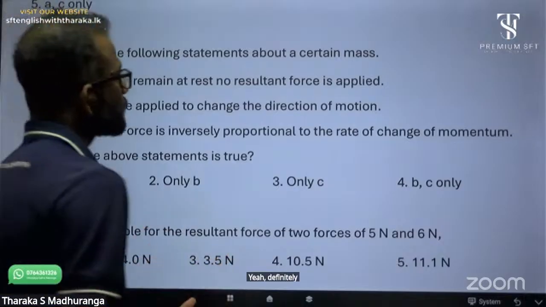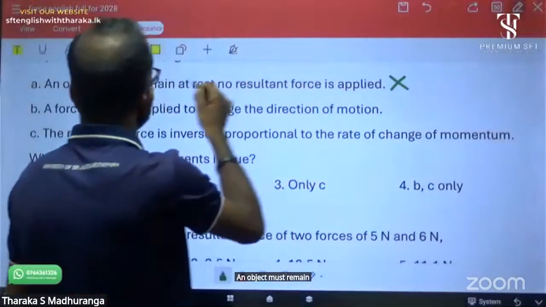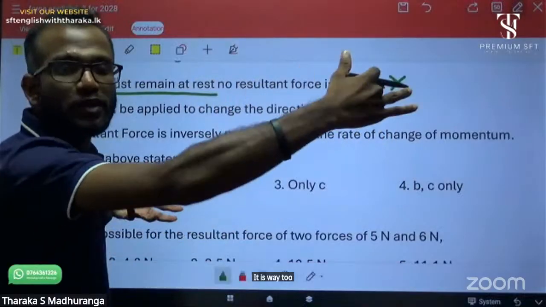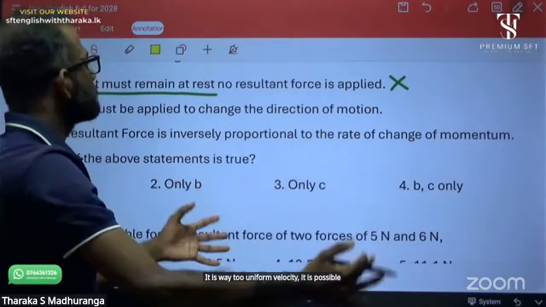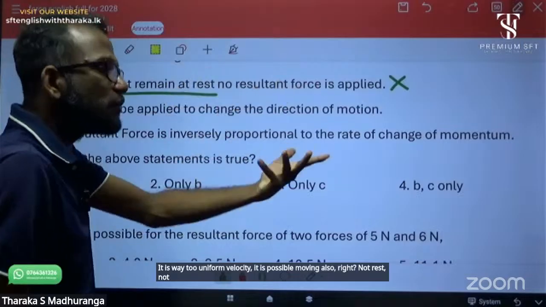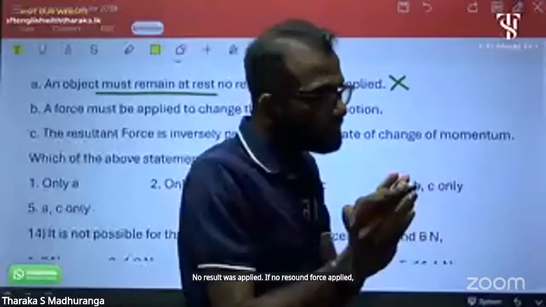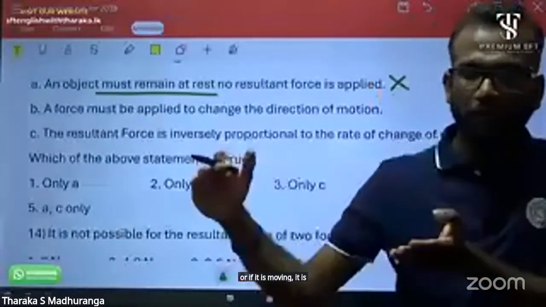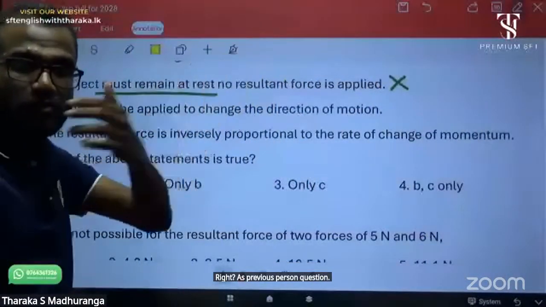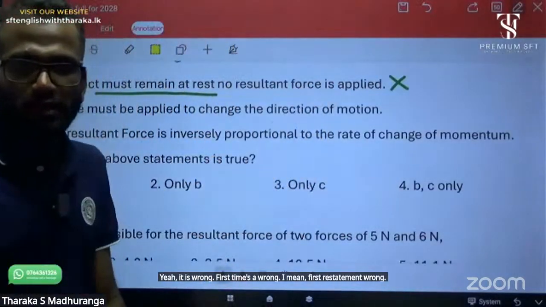Yeah, definitely it is false. Why? An object must remain at rest. It is rest or uniform velocity. It is possible to be moving also, right? Not always rest. If no resultant force is applied, it's balanced, according to Newton's first law. The object is at rest, or if it is moving, it is with uniform velocity, no problem, right? As in the previous parachute question. Yeah, the first statement is wrong. It's false, right?